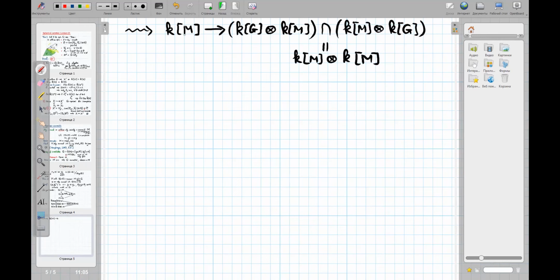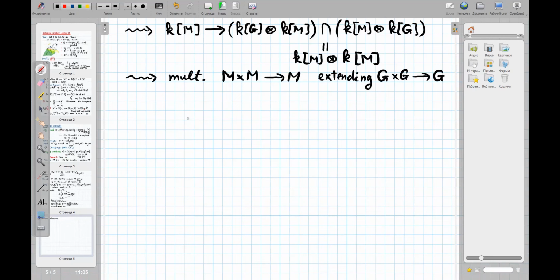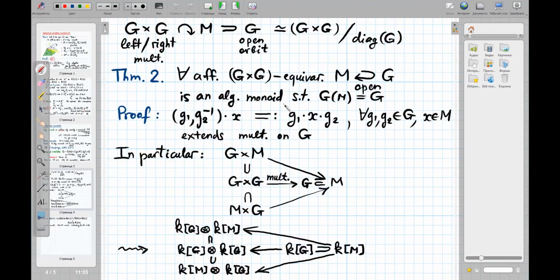So this homomorphism from K of M to K of M tensor K of M gives rise to a multiplication map M cross M to M, which extends the multiplication map on G. So we have got that M is indeed an algebraic monoid, and it remains to prove that its group of invertibles is exactly the group G we started with.